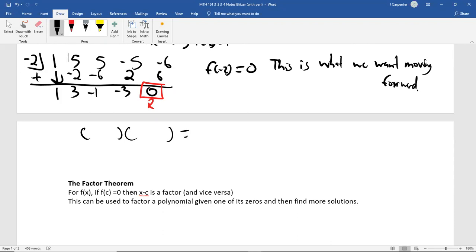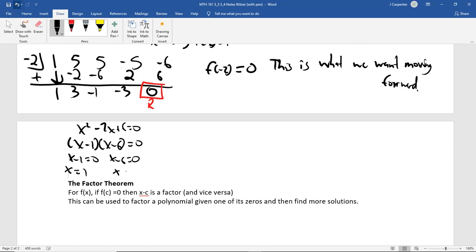If we had something like x squared minus 7x plus 6 equals 0, you factor it, you get x minus 1 times x minus 6. And then you set each of those equal to 0, which tells us x equals 1 and x equals 6. So when we're able to factor, we can get zeros that way.